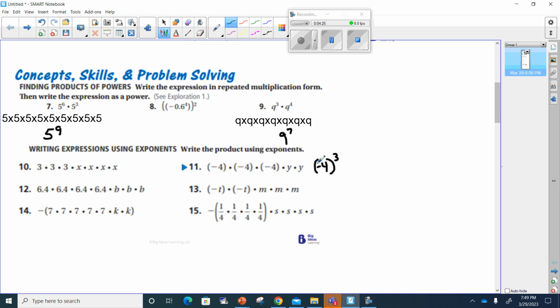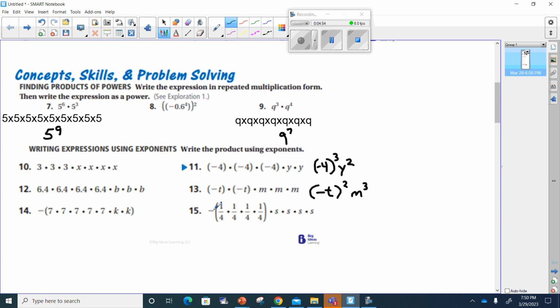And notice I don't put negative 4 without the parentheses, because then that would mean the 3 was just on the 4 and not on the negative, and that's not the case here. And then I'd have y to the 2nd power, because there's only 2 of those. Number 13, I have negative t twice, so that's going to be negative t to the 2nd power, and then m to the 3rd power, because there's 3 of them.